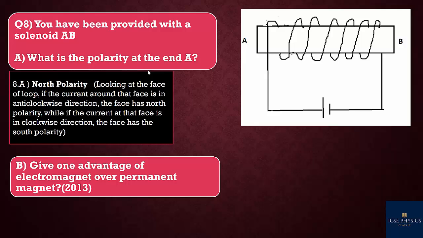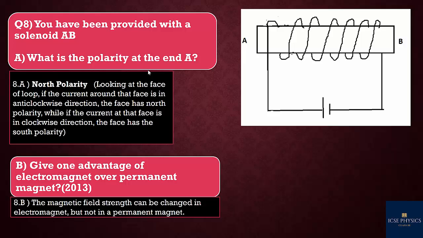Second part, give one advantage of an electromagnet over a permanent magnet. The magnetic field strength can be changed in an electromagnet but not in a permanent magnet. This has come in ICSE 2013.